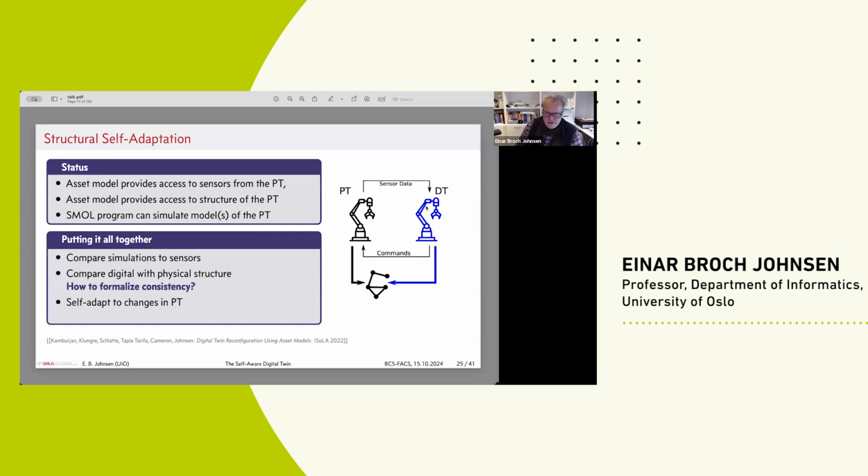So what does it mean that the digital twin is consistent with the physical twin? We're going now to formalize this concept of consistency. And the basic idea now is that we are using this reflection, so the reflection of the runtime state here, to lift the structure of the digital twin in such a way that we can start comparing how these things are composed. And once we have compared them, we can use repair techniques to reconfigure the digital twin so that it again reflects the physical twin. So that's the basic idea.